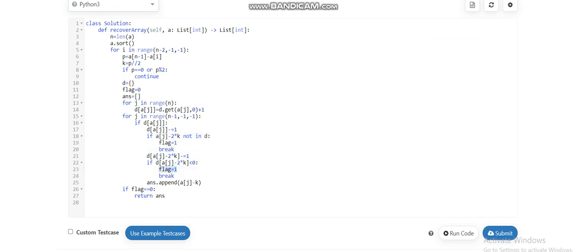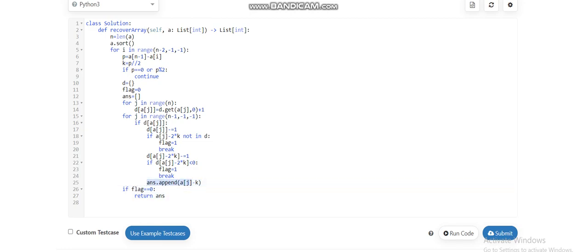I think this condition is not necessary. Yeah, this is necessary, because aj minus 2k can be equal to 0. If you use C++, you don't have to write the same thing. In Python, we have to take care of this thing also. And else if flag equals 0, we will just return the answer.